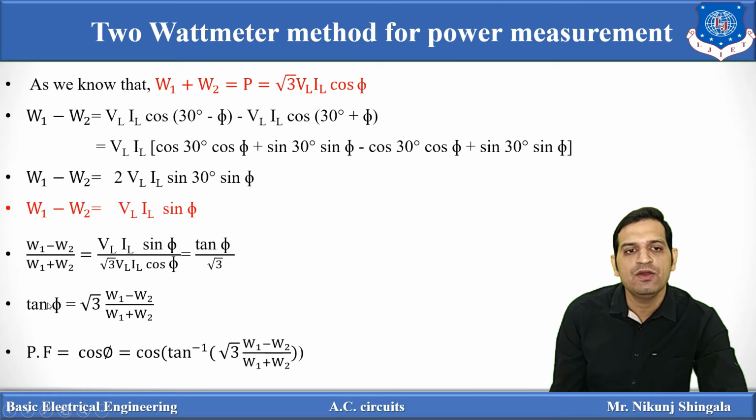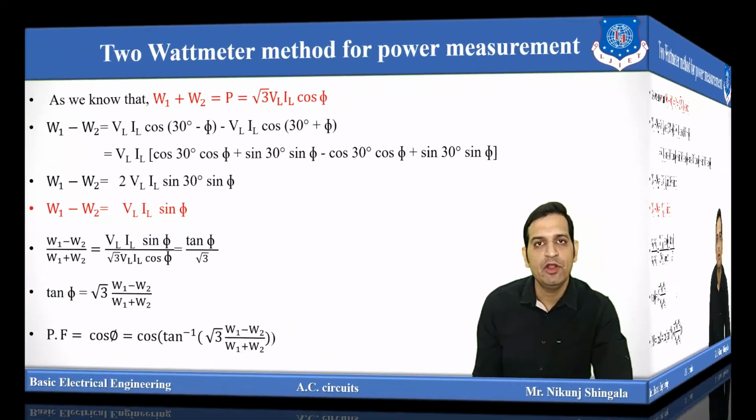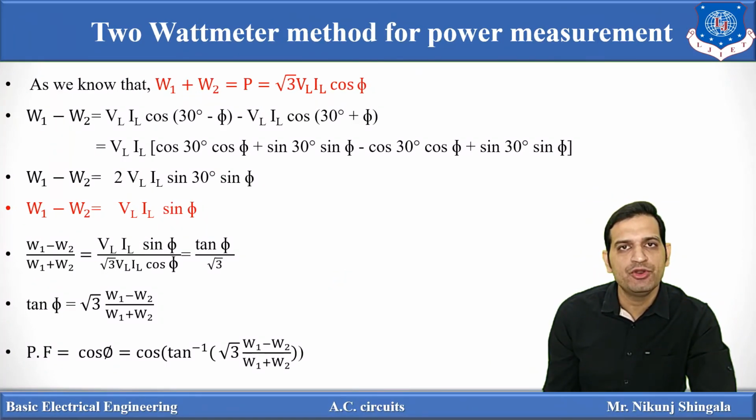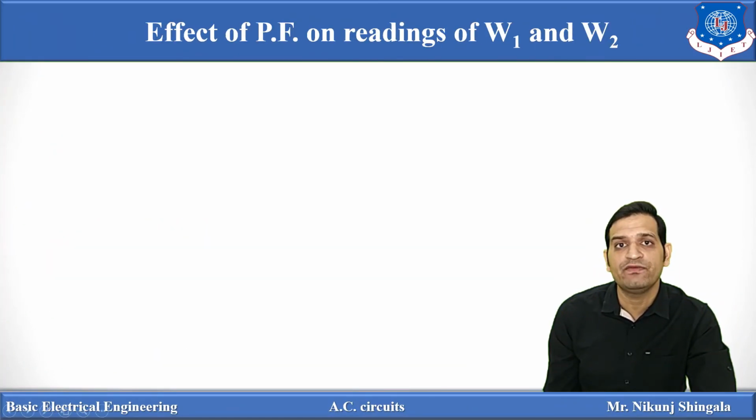Now we put the value of phi from this expression. So we can write cos phi is equal to cos in bracket tan inverse in bracket root 3 (W1 minus W2) divided by (W1 plus W2). So this is the expression of power factor for a three phase star connected system. Now we have two readings of the wattmeters, W1 and W2. Now let us see what is the effect of power factor on the readings of W1 and W2.